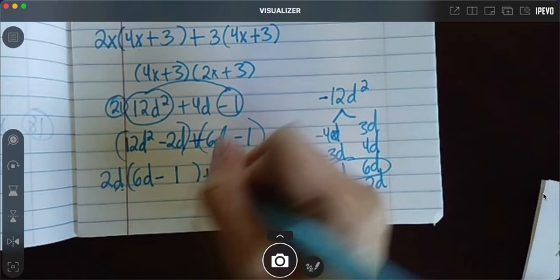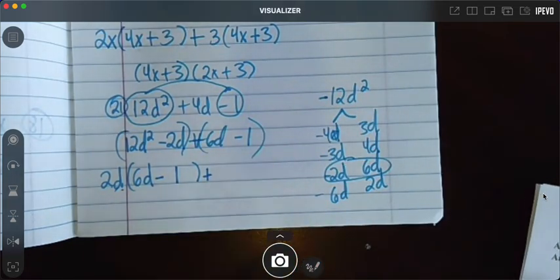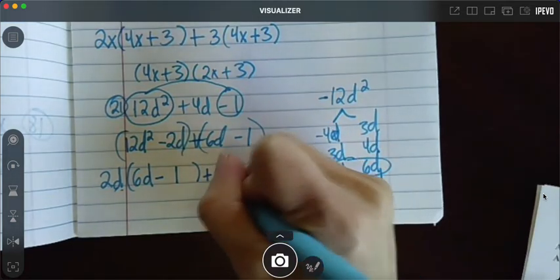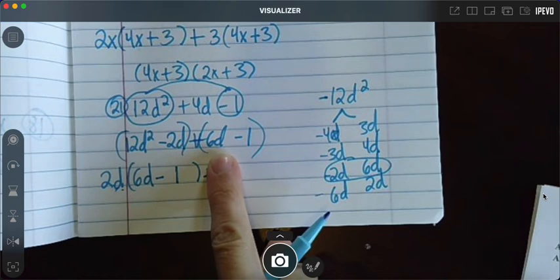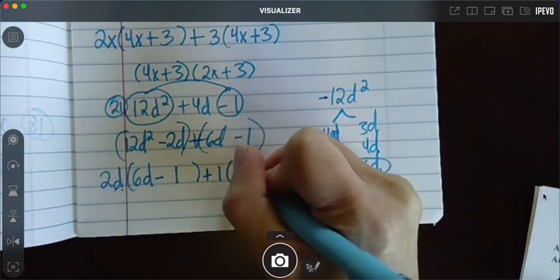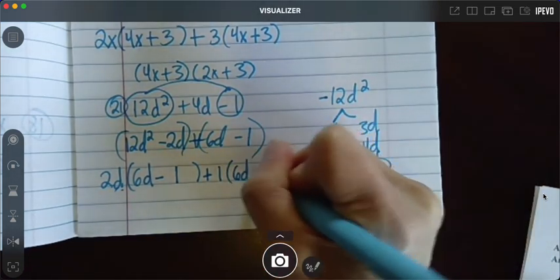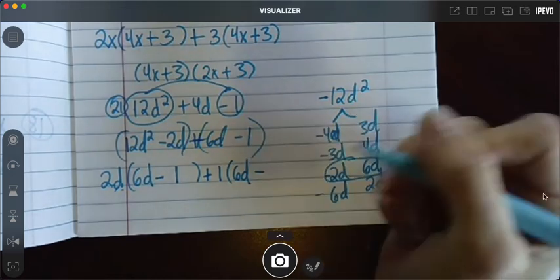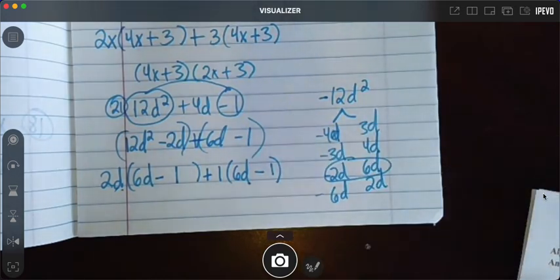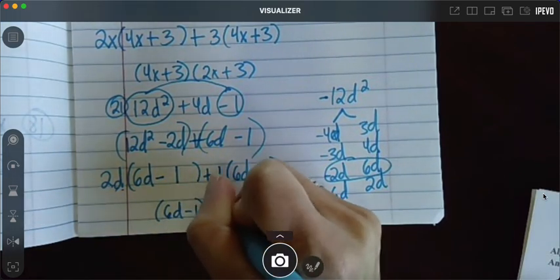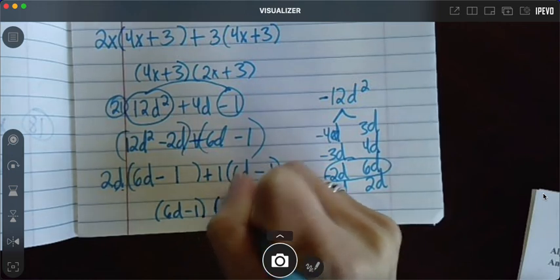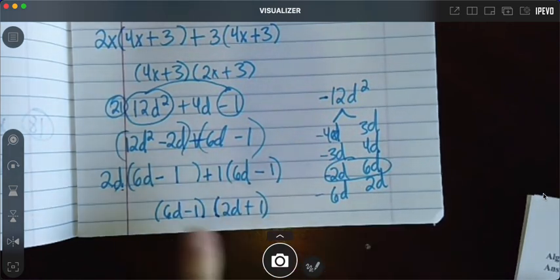Now, can I factor anything out of 6d and 1? Just 1. I have to write something. So I'm just going to write 1. So 1 times what is 6d? 6. Yeah, 1 times 6, and then don't forget our d. And 1 times what is 1? Well, it's just 1. Are your parentheses the same? Yes. So I'm going to write what's in parentheses, and then I'm going to write what's not in parentheses. And remember, they're multiplied together.